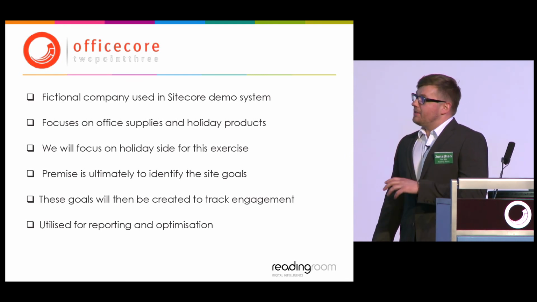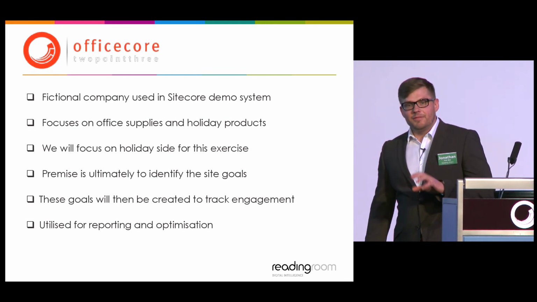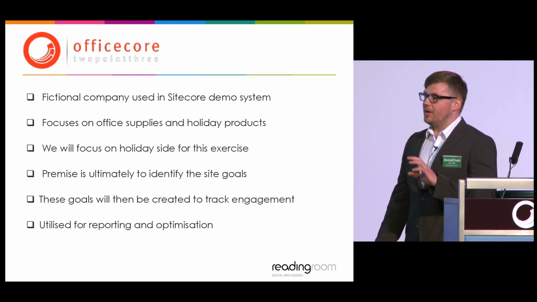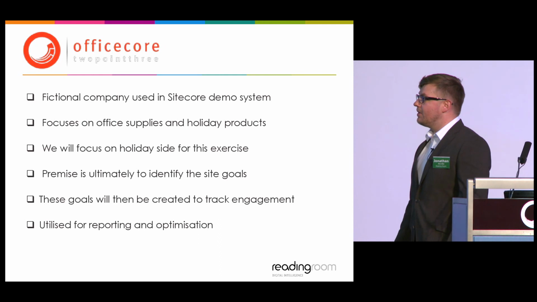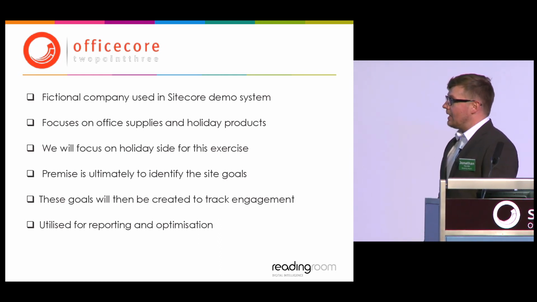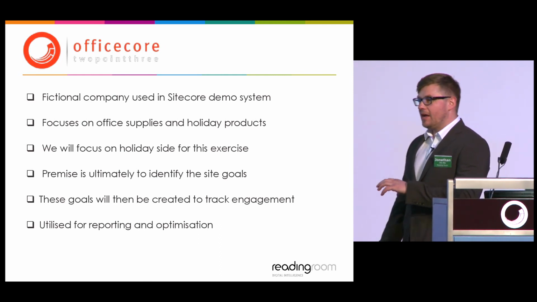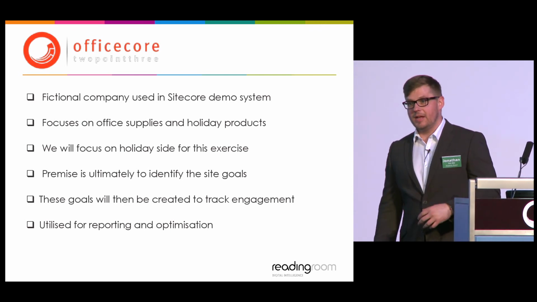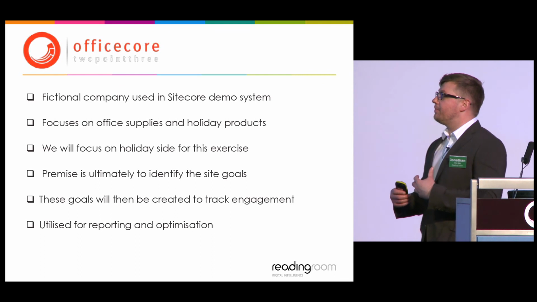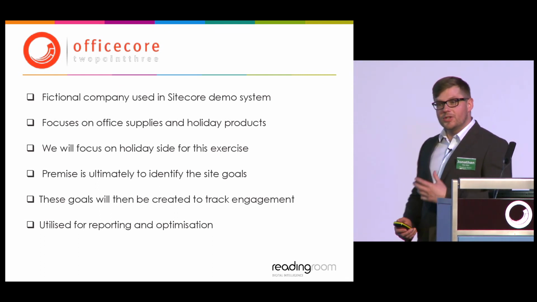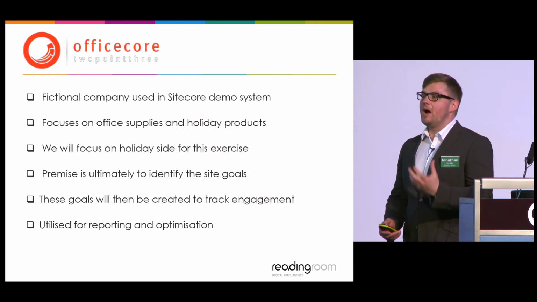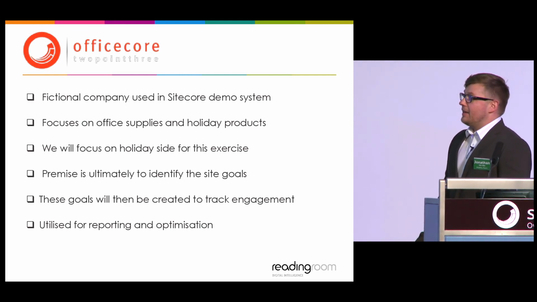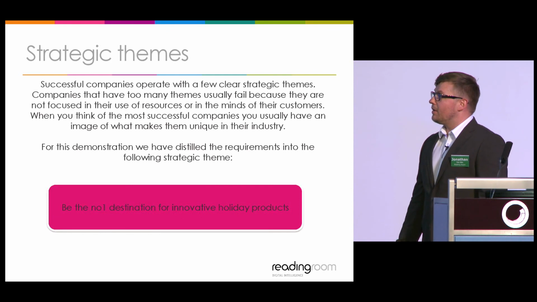As I mentioned before, the premise here is ultimately to define the website goals. We want to know what actions we need to create on the website that are going to help us fulfill our strategic themes. We will then take these goals, and later in the day, we will use them to create this engagement value scale, and we'll program it into the system so that we can track engagement, so we know how engaged people are with our website and with our content. And that is then ultimately used for reporting and optimization.